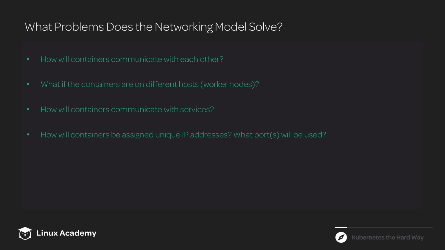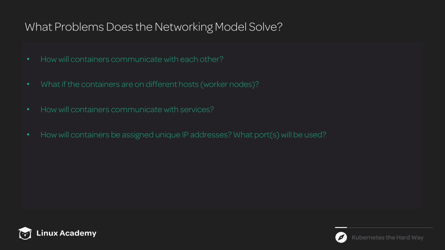So I want to start off by talking about what problems the Kubernetes networking model solves. I think by talking about these problems, we can begin to understand what exactly the networking model is. The Kubernetes networking model is essentially an architecture that provides solutions to the problems that I have listed here.